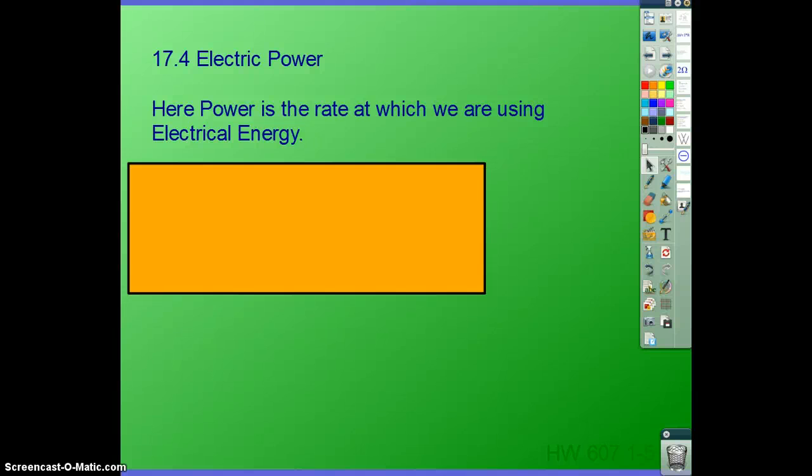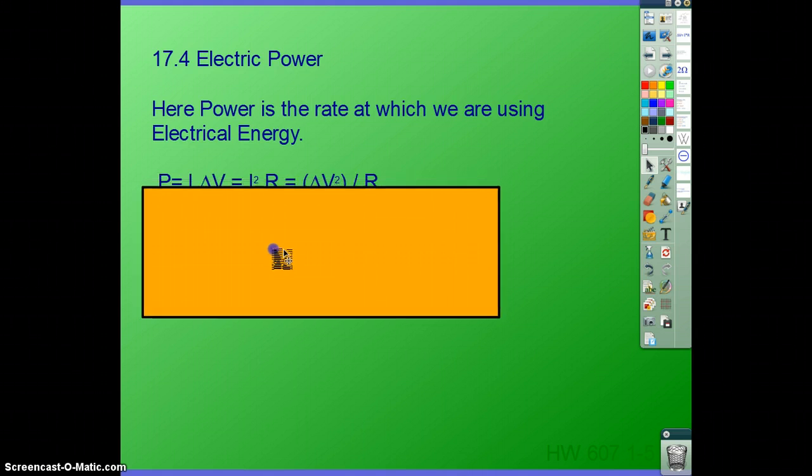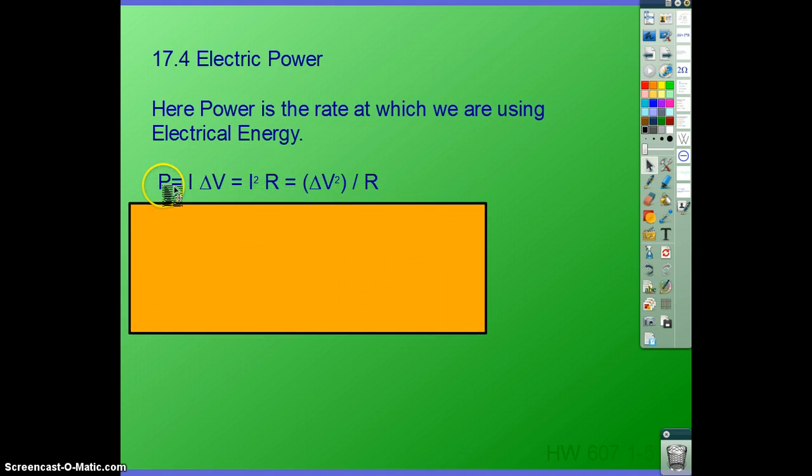Alright, here we are in Chapter 17, Section 4, Electric Power. Before we talk about power, power is the rate at which we use energy, usually kinetic energy. But here, power is instead the rate at which we're using electrical energy. So, let's look at our basic equation for power. Power equals current times voltage.